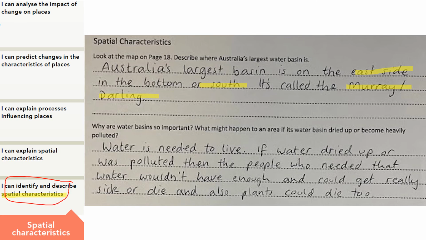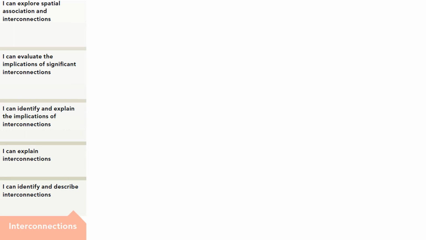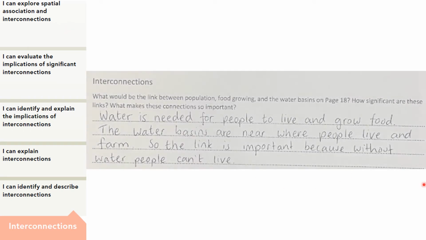Right, skill number 2. Interconnections. It's a really, really broad one. Can they identify and describe interconnections? Can they explain them? Can they explain the implications? Can they evaluate? And can they explore? Right, let's see how we go here.